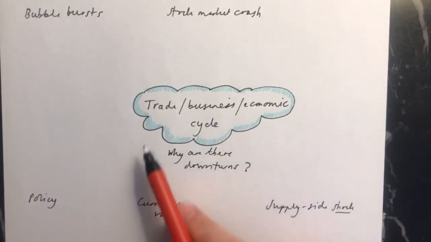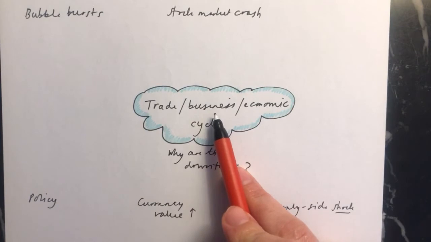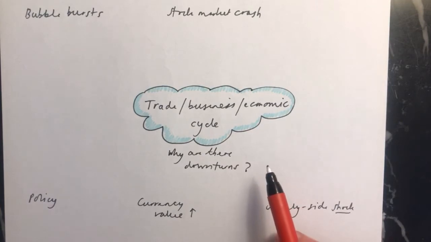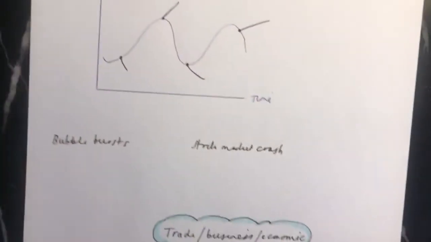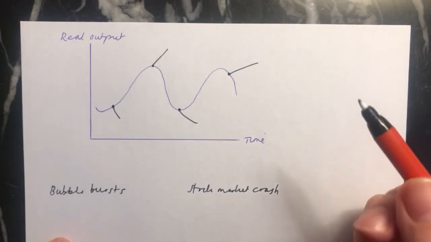Here I'm going to explain about a trade cycle, which is also known as a business cycle or an economic cycle. Those terms are used interchangeably. This is what happens in economies around the world. First, I'll explain what this actually is, and then in the next video, I'll explain what might cause there to be downturns in an economy.